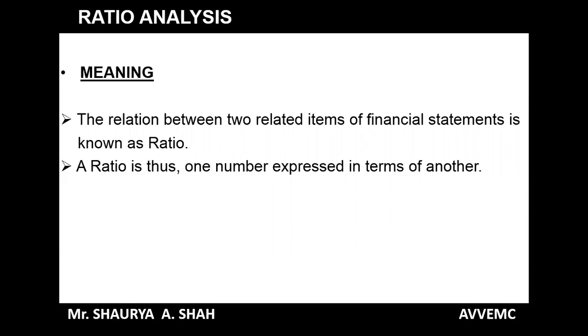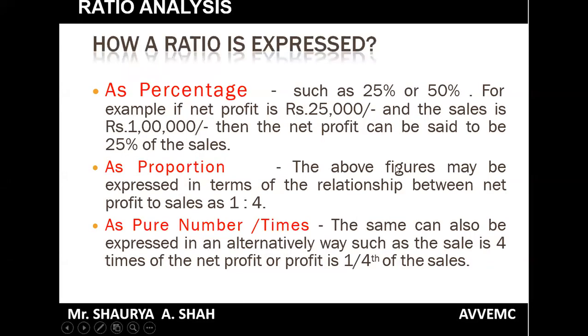Now, in management accounting, we need to calculate everything related to financial statements. A ratio is thus one number expressed in terms of another. It is just a number which can be expressed in terms of another. So, seeing it in detail, how is a ratio expressed? As I told you, a ratio can be expressed in three main forms: the first is as a percentage, the second is as a proportion, and the third is as a pure number or times.